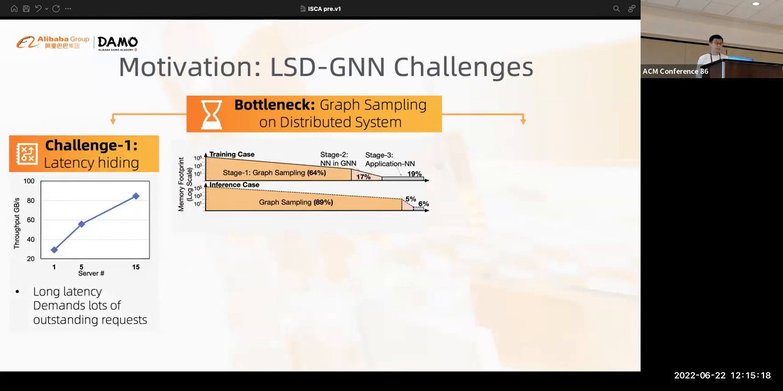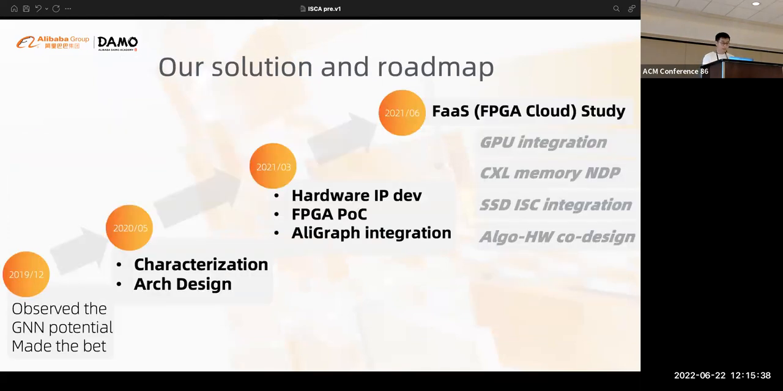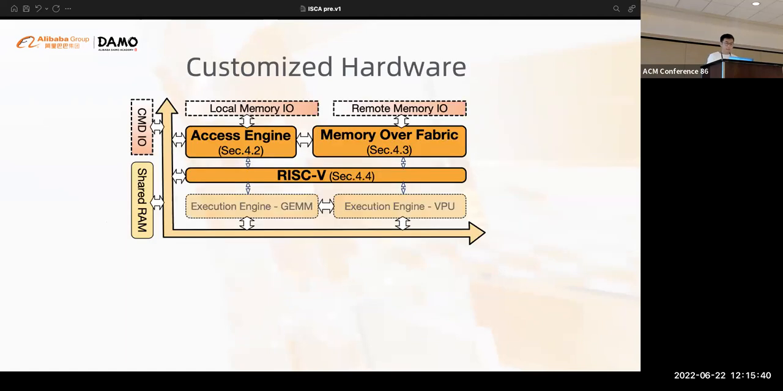And we further break down the bottleneck into two challenges. One is the long latency challenge due to memory access across machines. The other one is underutilized bandwidth, since in a graph you have a lot of fine granularity memory accesses that really hurt the bandwidth utilization. To solve that, we developed customized hardware. I will give you a very high level overview, and the details are in the paper.